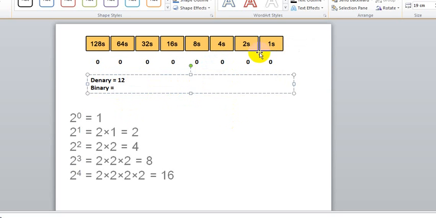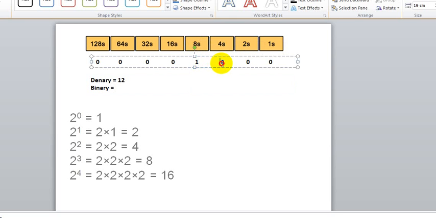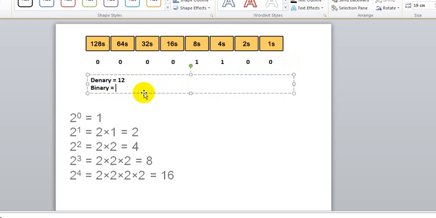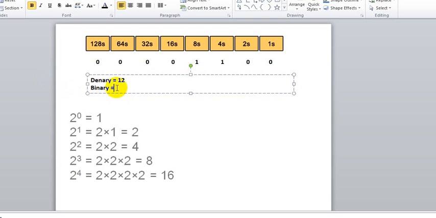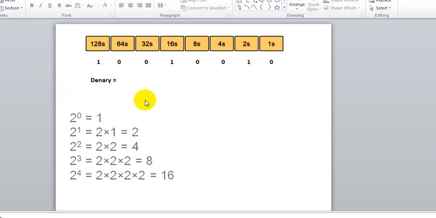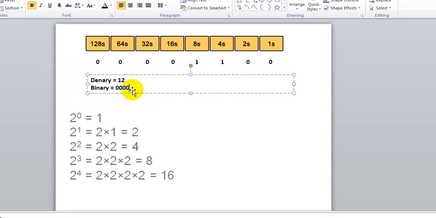Let's look higher up our placeholder values. We know that 8 plus 4 is 12. So if we just simply made that 1 and said 0, 0, plus 4 plus 8 will equal 12. So what's our binary? It's 0, 0, 0, 0, 1, 1, 0, 0. That's correct. That is our binary for 12.